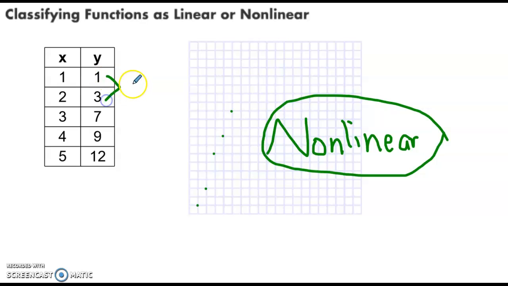From 1 to 3, you'd have to add 2. From 3 to 7, you add 4. So remember, if you're linear, you're always adding by a constant, adding by the same amount. Since you add 2 and then add 4, we know it's not linear. So that's another way to tell that it is nonlinear, right? Linear on your table, you go up by a constant amount. On your graph, you would create a line.